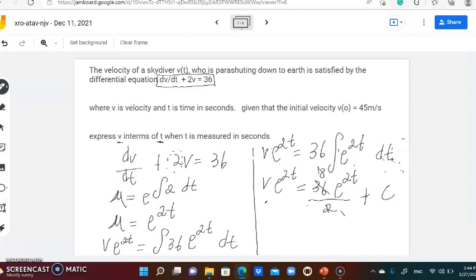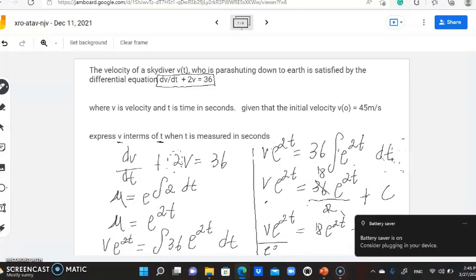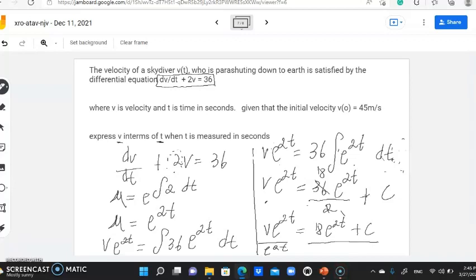So I'm going to be left with v times e to the 2t is equal to 18 times e to the 2t plus my constant of integration c. I want to find v, so I'm going to divide by e to the 2t, and I'm going to do the same thing here, e to the 2t. Now where do I go from there?